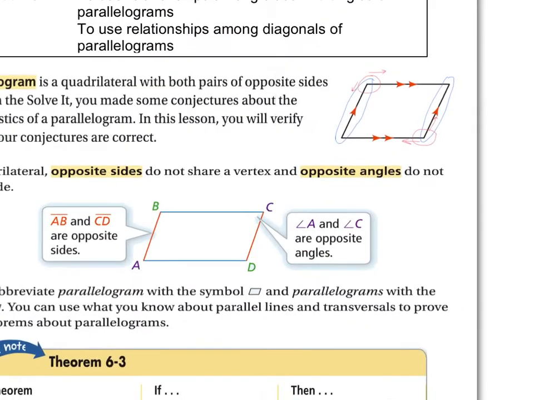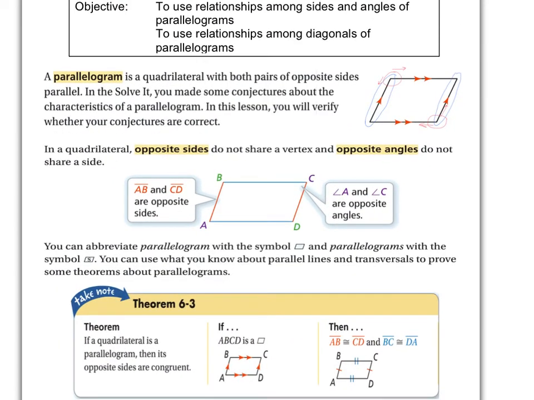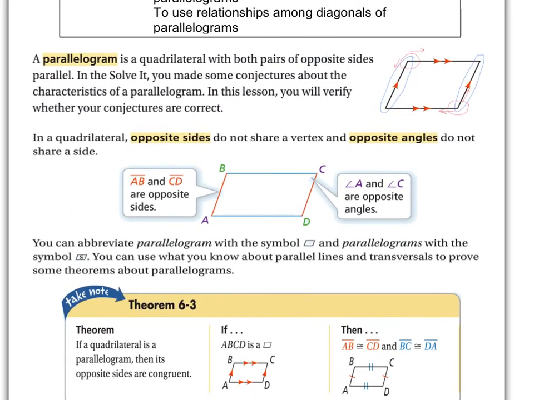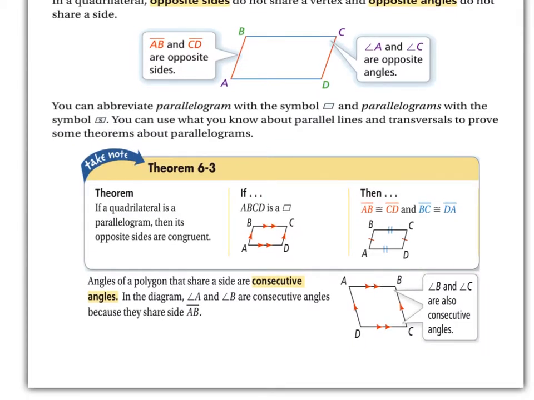Here, in a quadrilateral, opposite sides, again, do not share a vertex. They do not share the same side. It shows you another example there. You can abbreviate a parallelogram with the symbol. It's almost like a sidewards rectangle. In parallelograms, the symbol is the sidewards rectangle with an S in it.